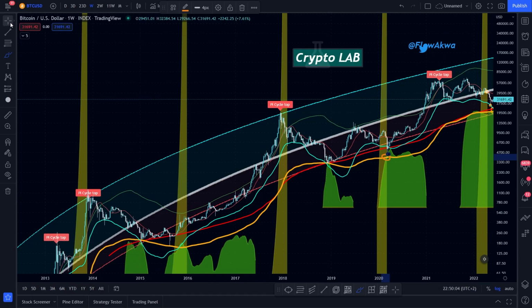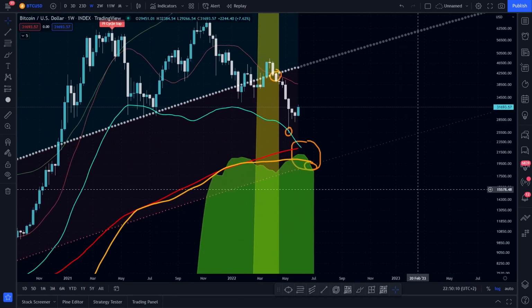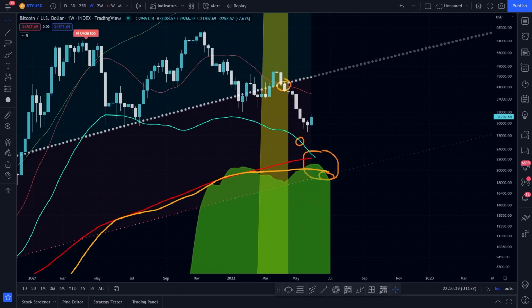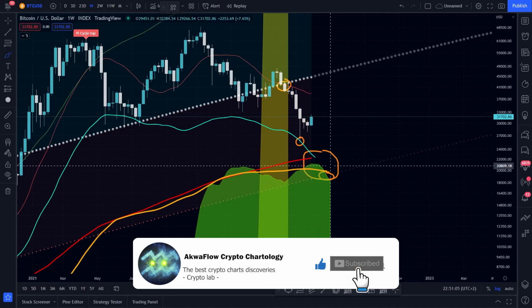Okay, so again, if we go back to the current situation, you will see that this is major, because this kind of confluence happens every 4 years. So this is my bearish call, and we should find out pretty soon if this turns out to be accurate.